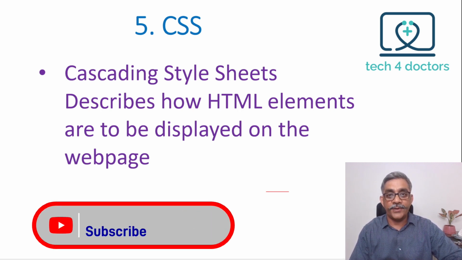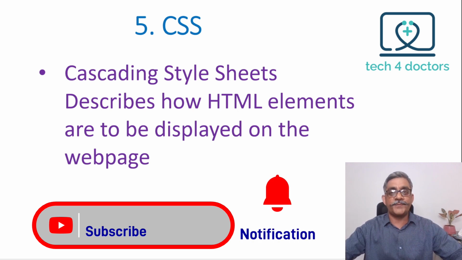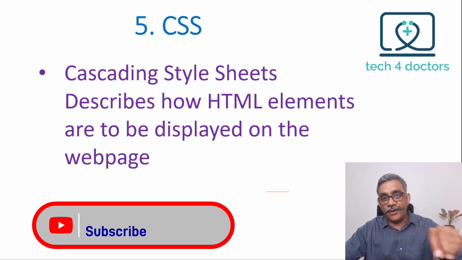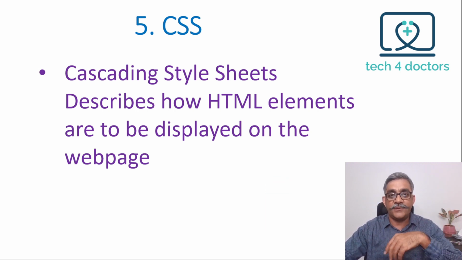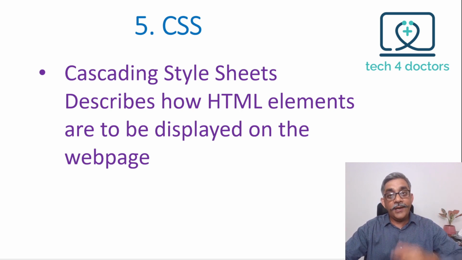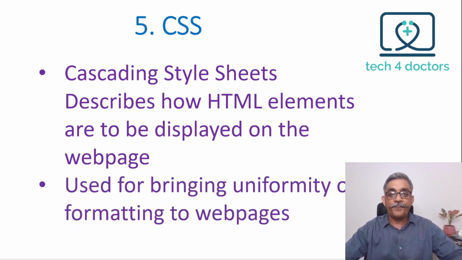Now, why is it important? Imagine you make a website with 5 or 7, 10 pages. If every header has a different color, different font, different size, every image is of different shape, size, and color, then your website is going to look very shabby. And if you were to individually track each element, then also you are likely to make a mistake. So what CSS does is that it brings uniformity to formatting of the web pages.